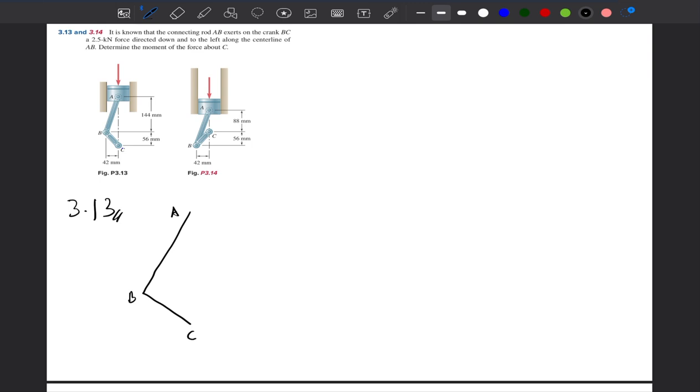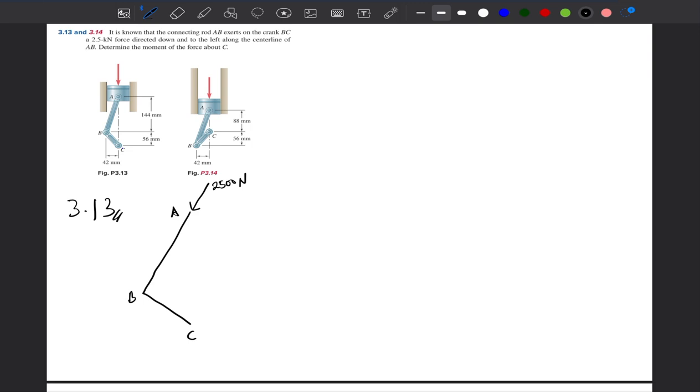BC a 2.5 kilonewton force directed down and to the left along the center line of AB. Determine the moment of the force about C. So we are told that a force of 2.5 kilonewton acts along the center line AB. We are going to convert that to SI units, which is going to be 2500 newton. So we are going to draw this to indicate the 2500 newton.